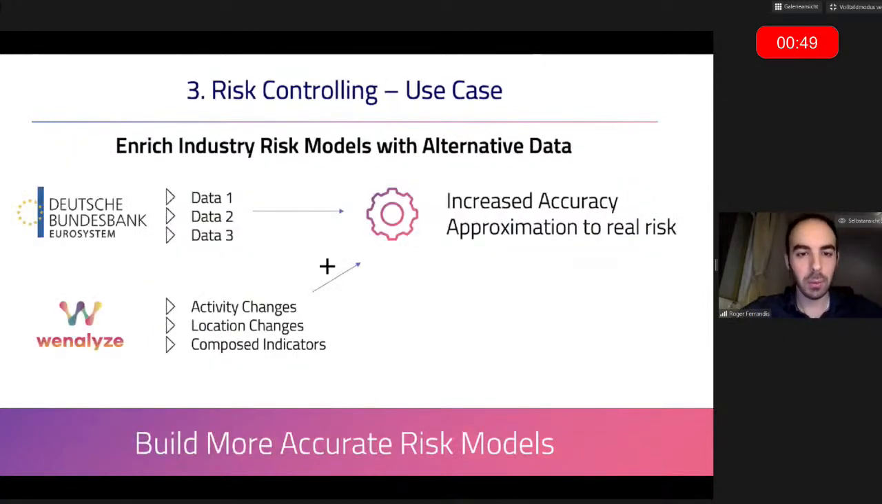For risk controlling, what we propose is to enrich the risk models with alternative data. So we will be using data such as how the activity of the businesses and industries is changing, how the locations are changing, other aspects about how digital they are, how they are adapting to economic crises. And by that, the aim is to increase the accuracy of the risk models and also be closer to the real risk, considering that the data we are using is updated.